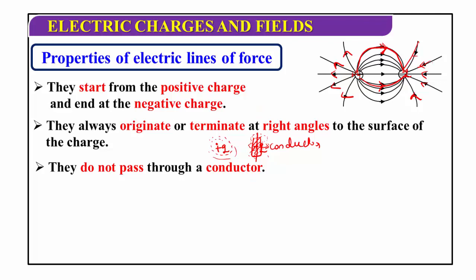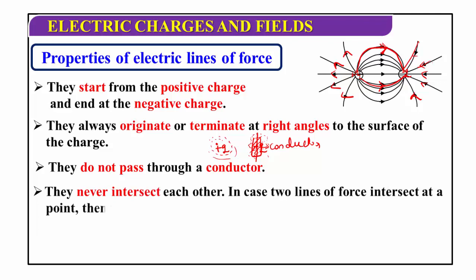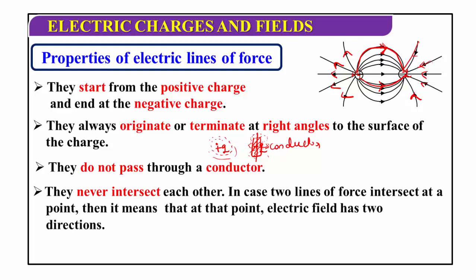The electric field inside the conductor is always zero. Remember this point. Electric field lines are imaginary lines around the conductor. The electric field inside the conductor is zero and the lines do not pass through the conductor. Electric field lines do not pass through the conductor and they never intersect each other. If two lines of force intersect each other, it means that the electric field has two directions. It is not possible.